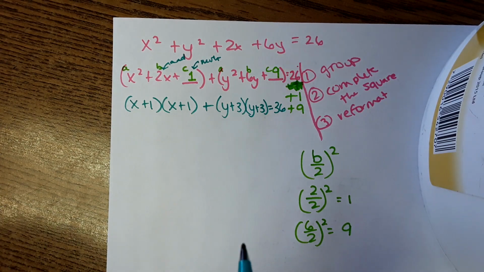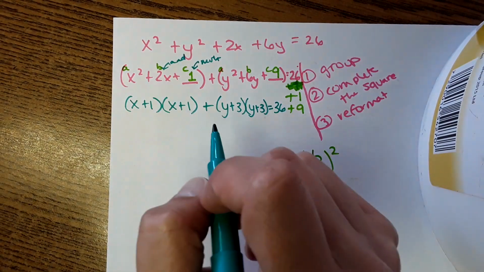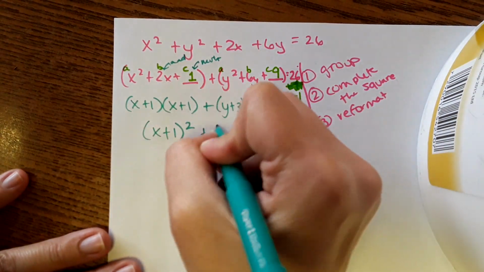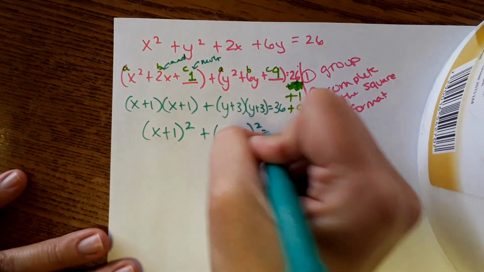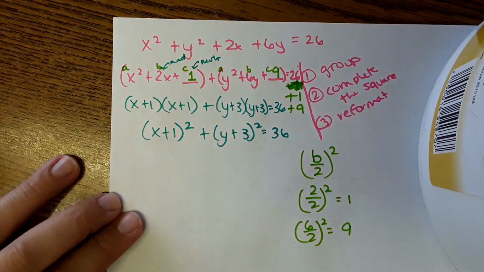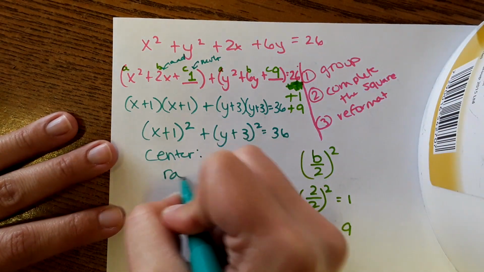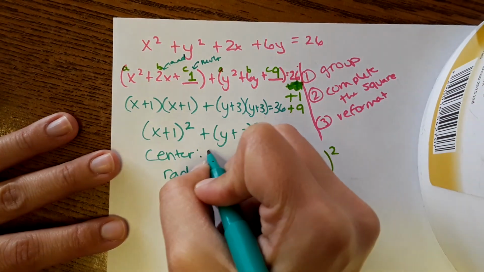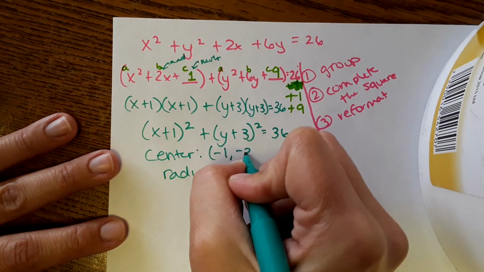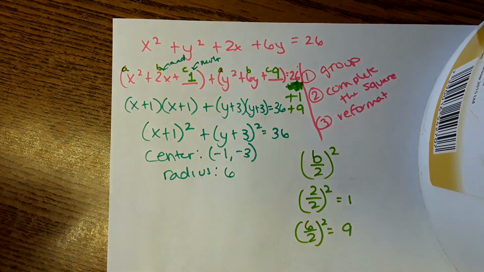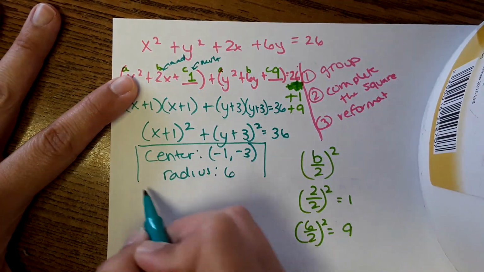Okay. Then we are going to reformat this. So (x + 1)² + (y + 3)² = 36. And now it's in the format we need to find the center and the radius and graph it if we need to. So the center would be at (-1, -3), and the radius would be 6, the square root of 36. So that is our answer.